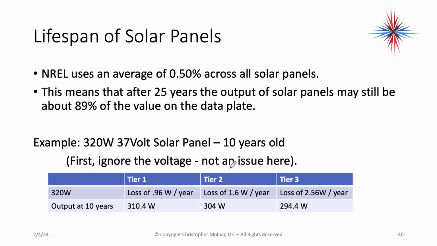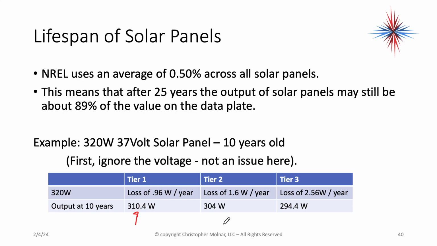Okay, the Tier 1 panel loses 0.96 watt per year. Again, 320 times 0.30% is 0.96 watt per year. So after 10 years, we multiply this times 10 and subtract it from the 320, and I'm still putting out 310.4 watts. Tier 2, loss of 1.6 watts per year.